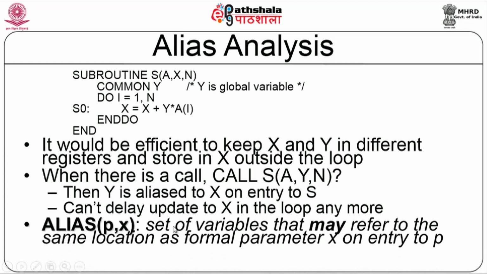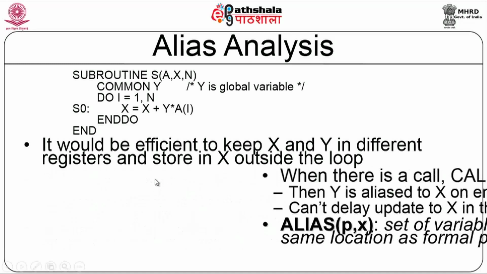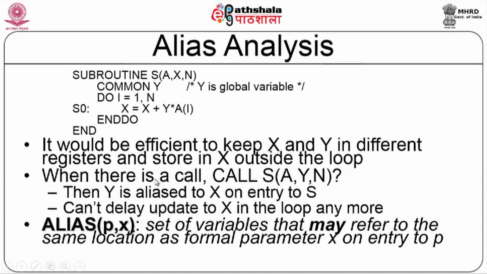So, alias of p, x is the set of variables that may refer to the same location as a formal parameter x on entry to p. This is what we define. So, you also have to look at alias analysis, modification analysis and side effect analysis. Modification and reference side effects can happen in the context of inter-procedural optimization. Now, when there is a call a, y, then y is aliased to x on entry to s.